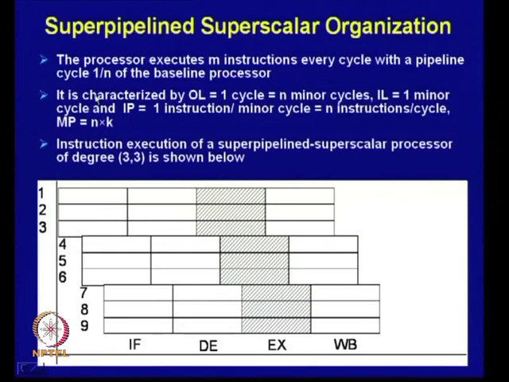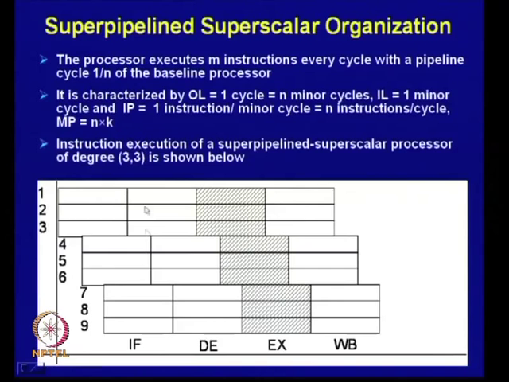So, here it is wrong, machine parallelism will be n into m into k, because you can see here the number of instructions in flight during execution will be equal to n into m into k. So, machine parallelism will be m into n into k. So, this you should modify.